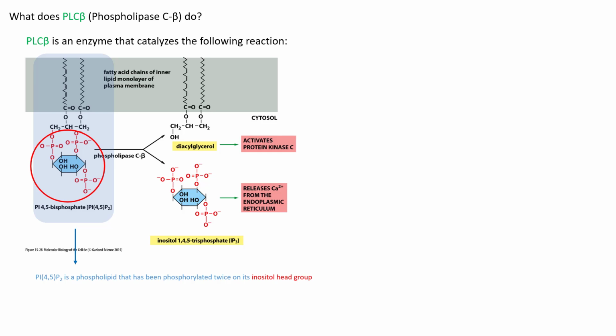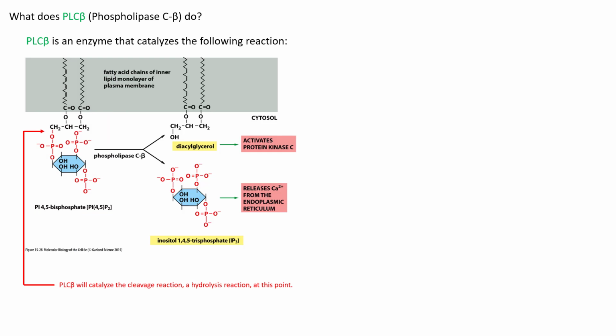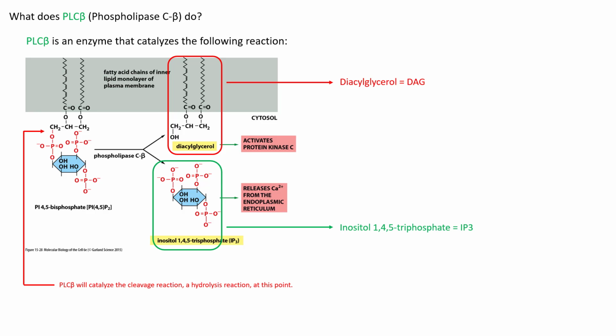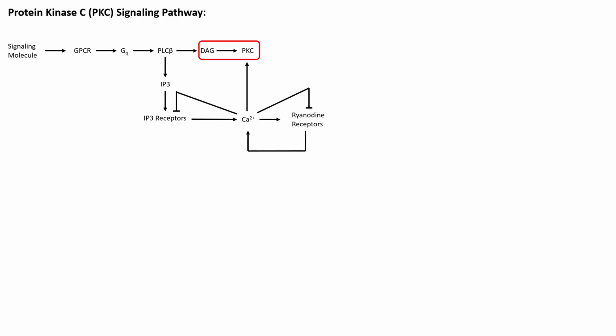So here's an inositol head. Here are the extra phosphates. And PLC beta will catalyze a cleavage reaction, a hydrolysis reaction at this point being shown by the arrow. And the product of the hydrolysis reaction will be diacylglycerol, DAG, and inositol 1,4,5-trisphosphate, or IP3. These are both second messengers. Now we're going to look at another part of the pathway.